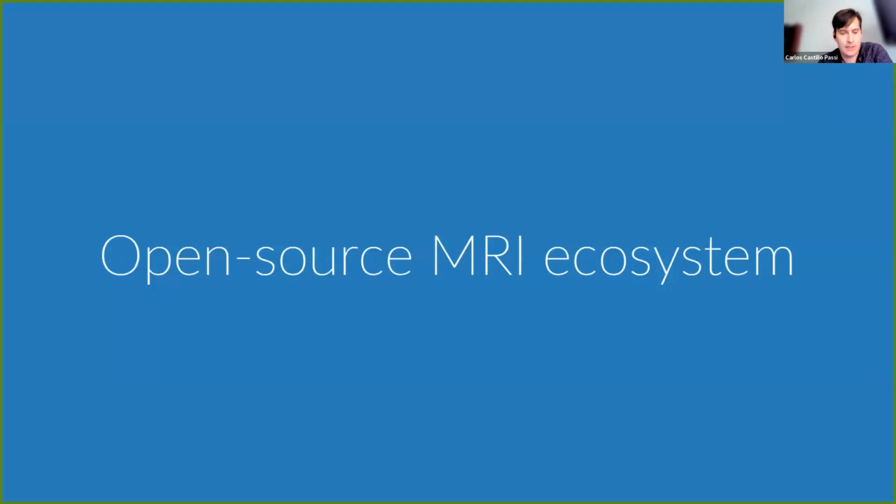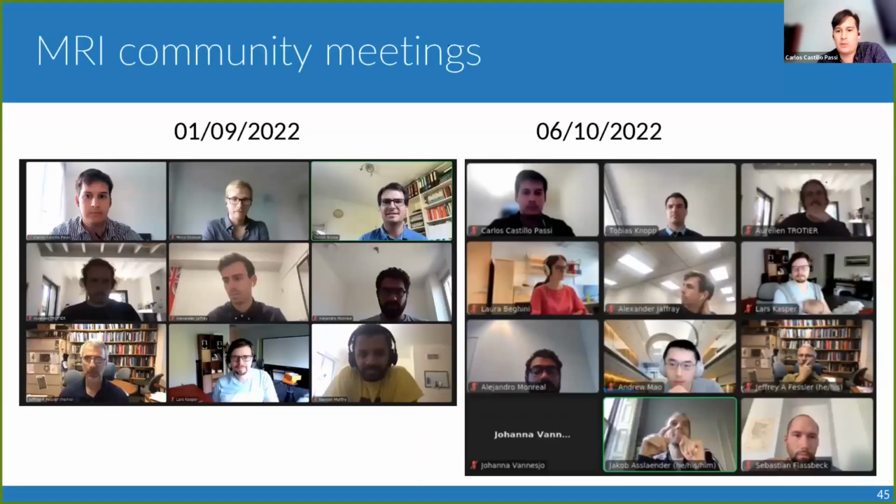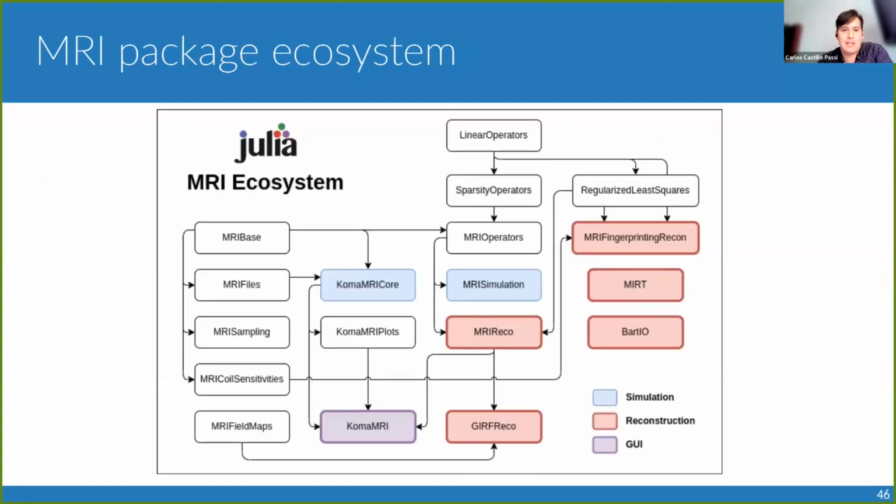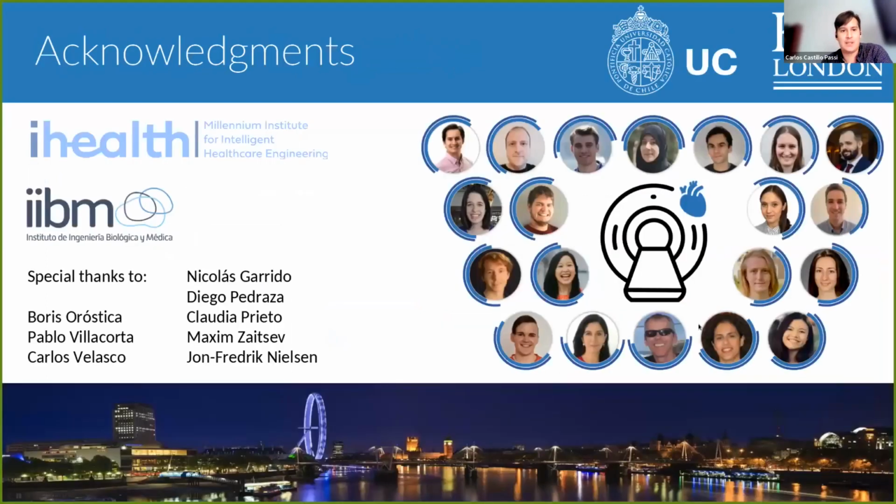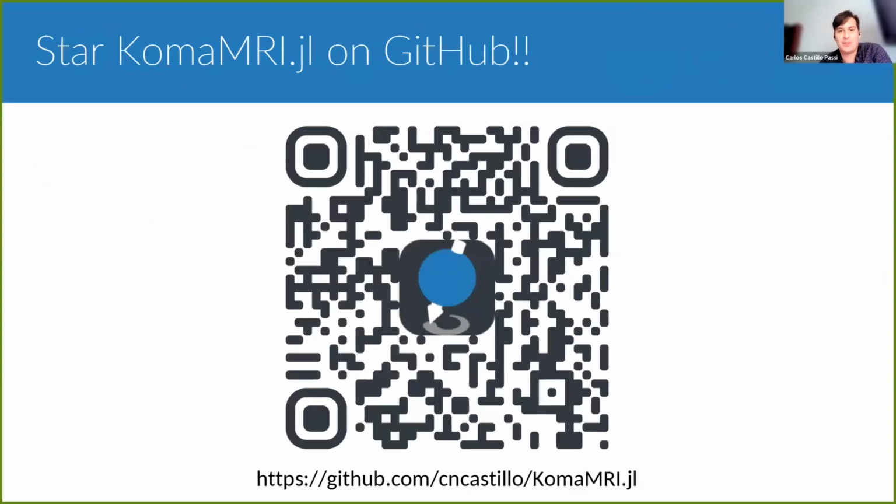And just to end my presentation, I want to motivate you to start looking into the Julia open source ecosystem. We have some meetings, and there are a lot of people porting packages to Julia. The Julia MRI ecosystem is growing. Here I'm just showing a few examples, but the next one will be your package here, so try to do one. And I want to acknowledge my colleagues in London and in Chile. And just to end, I want to motivate you to star Koma on GitHub to show support.